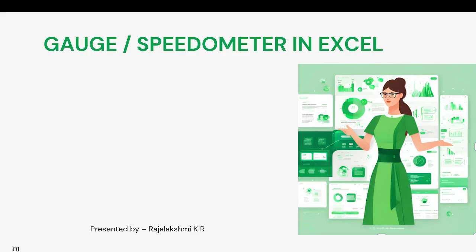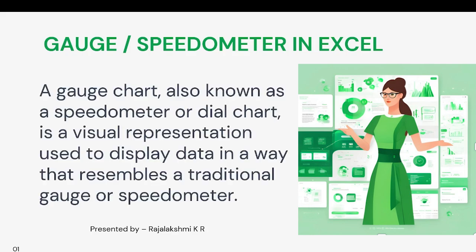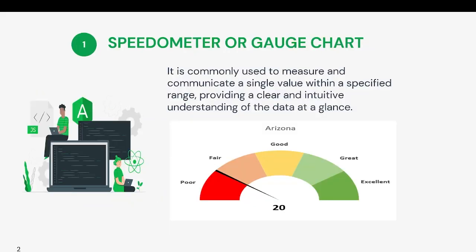Hi all, in this video we are going to learn gauge chart or speedometer in Excel. A gauge chart, also known as a speedometer or a dial chart, is a visual representation used to display data in a way that resembles a traditional gauge or speedometer. This chart is commonly used to measure and communicate a single value within a specified range, providing a clear and intuitive understanding of data at a glance. Let's go to your Excel file to understand this better.